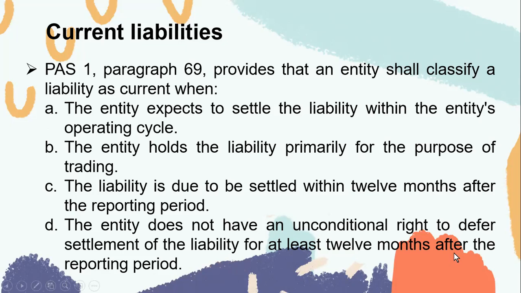Then next, the entity does not have an unconditional right to defer settlement of the liability for at least 12 months after the reporting period. So remember that if the entity's normal operating cycle is not clear, the duration of its operating cycle is assumed to be 12 months.